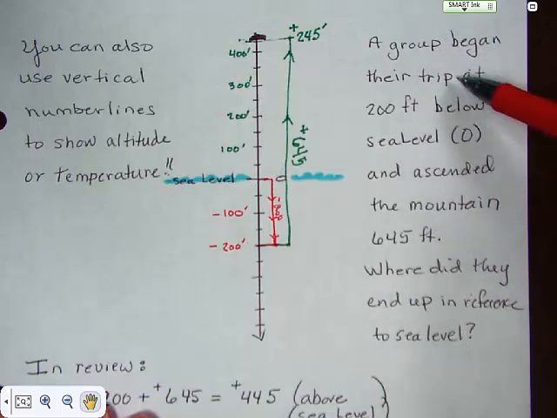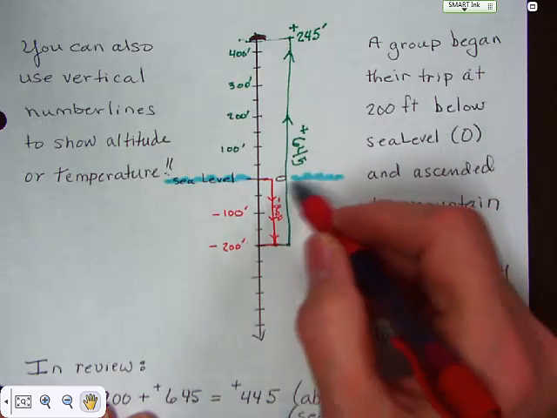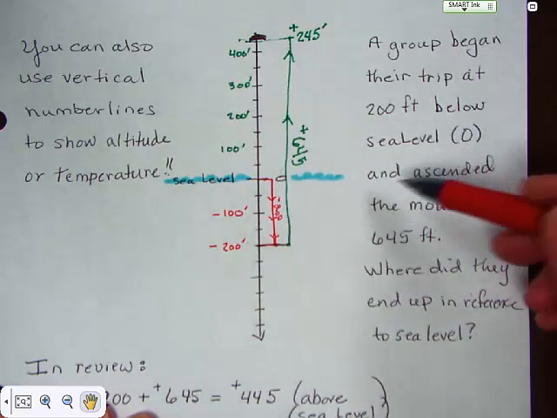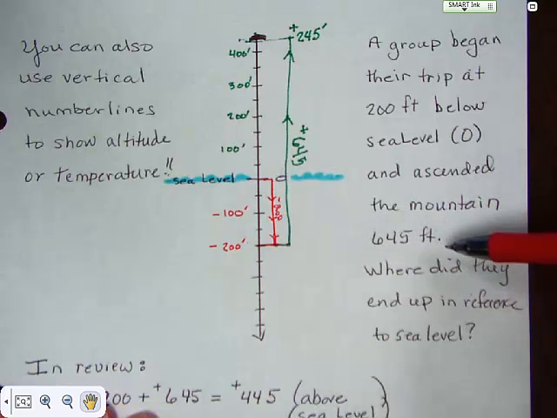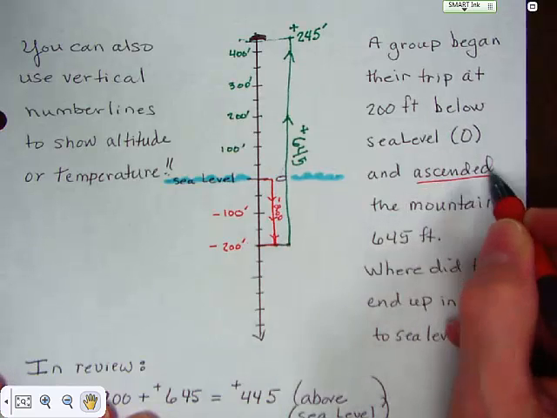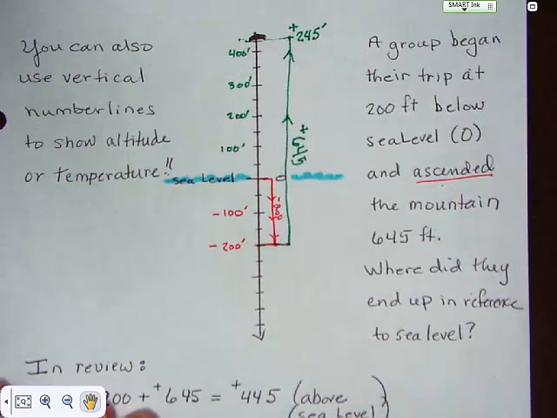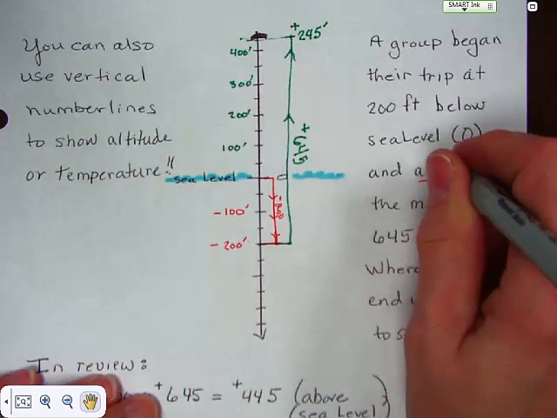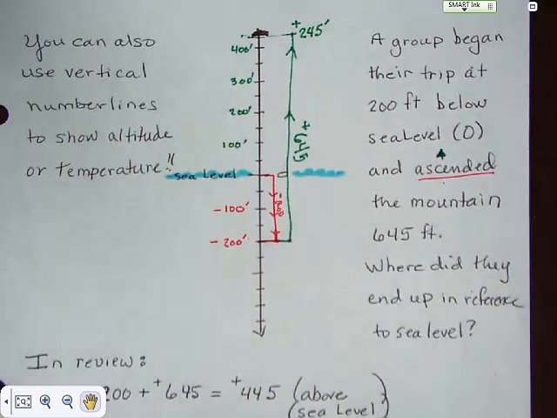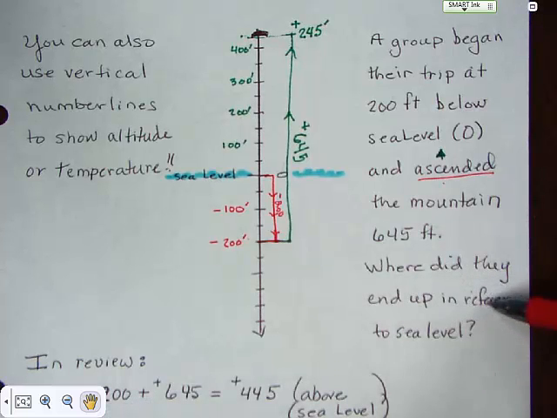A group began their trip at 200 feet below sea level. So that's really a negative 200, right? Because sea level is 0. Then they ascended the mountain 645 feet. Ascended means to go in which direction? Yeah, ascended means to go up. Okay? So they ascended the mountain 645 feet. Where did they end up in reference to sea level?